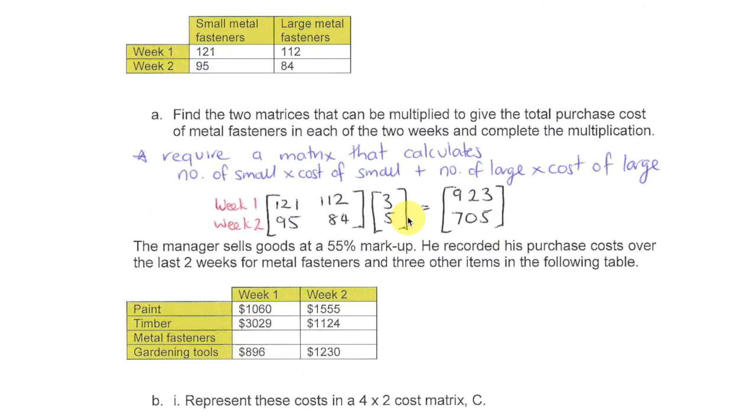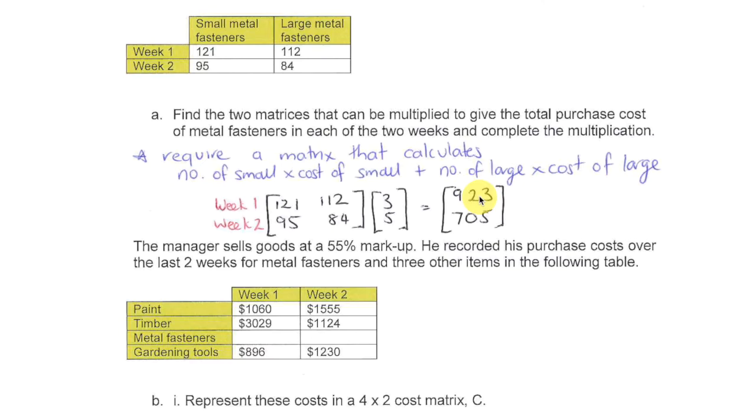Now think about it. What we want to achieve here is to have 121 being multiplied by 3 because each fastener costs the hardware store $3. And then we want to add to it 112 multiplied by 5 because each large fastener costs the hardware store $5 to purchase. So if we look at the way that these 2 matrices have been set up, this 923 here will represent the total cost to the hardware store of purchasing fasteners in week 1.